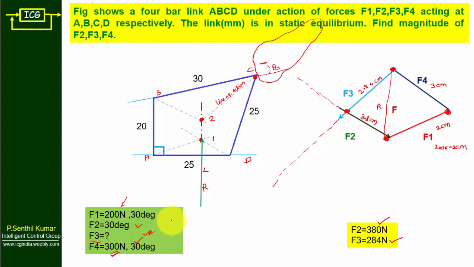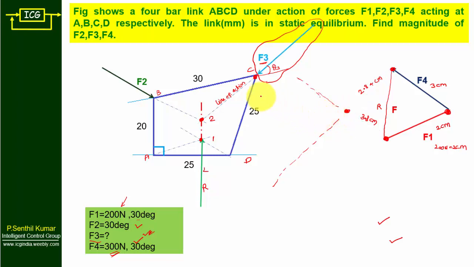Here we need to find the angle of F3. So how do you find the angle of F3? So this is F3. Move this line here. Just measure this angle. So this is F3. You will get close to 15 degree. So this is how you have to find the magnitude of F2, the magnitude of F3 and the angle of inclination.